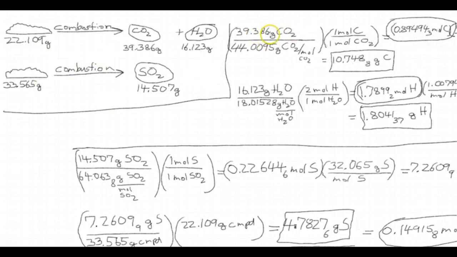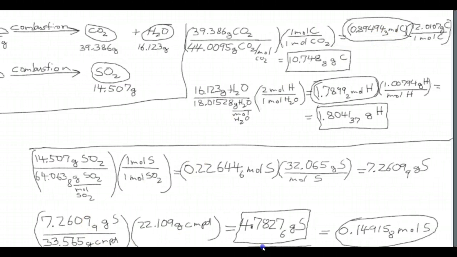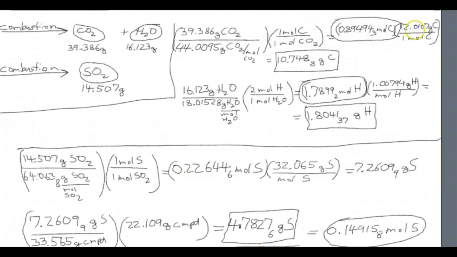This is how much carbon dioxide was produced from 22.109 grams of the compound. I'm going to divide by the molar mass of carbon dioxide to get moles of carbon dioxide, and then because there's 1 mole of carbon in every 1 mole of carbon dioxide, I'll get this many moles of carbon, 0.894943 moles of carbon. Then, multiplying by the molar mass of carbon, we get the grams of carbon in 22.109 grams of the compound, 10.7488. I circle the moles of each element and I make a box around the mass of each element because we're going to need those numbers later.